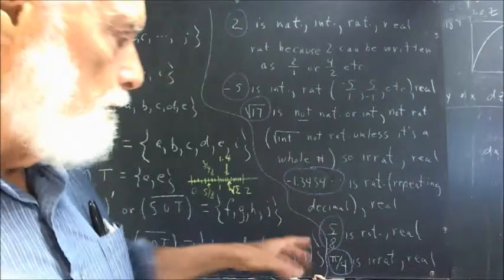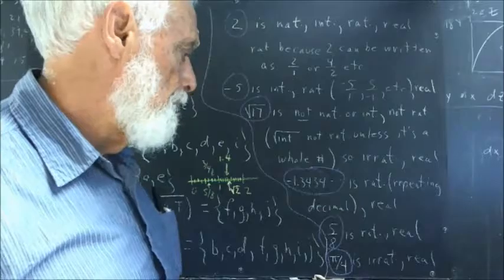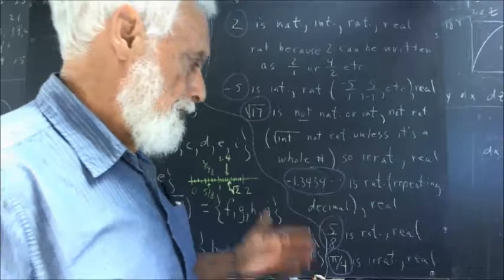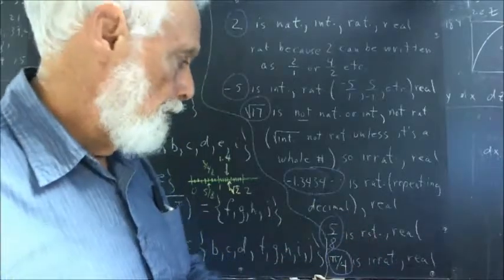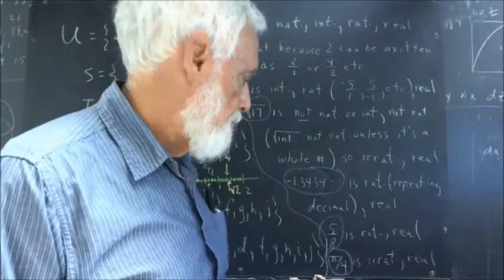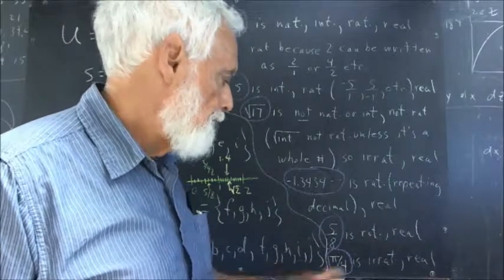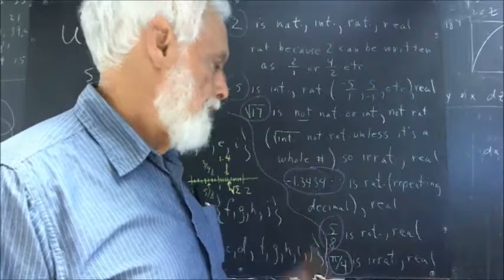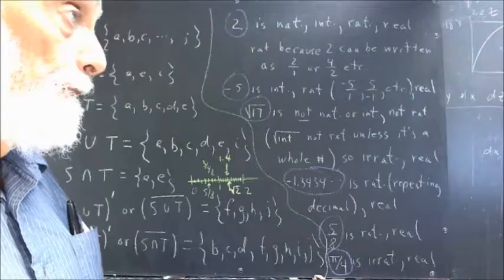Pi, as you should know, is irrational. It goes on forever, but it never repeats the same numbers. There's no point from which it starts repeating the same numbers over and over and continues doing so forever. It's irrational. It's real. Okay? And pi is irrational. Pi over 4. If you divide an irrational number by a whole number, it's still going to be irrational.